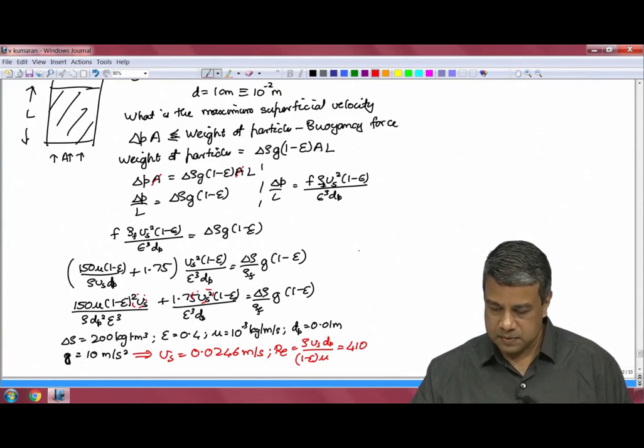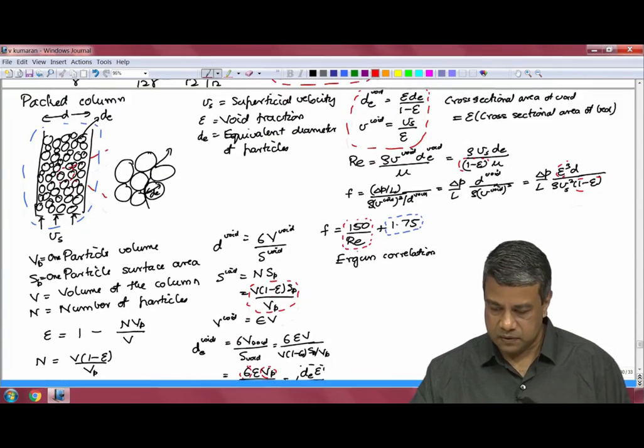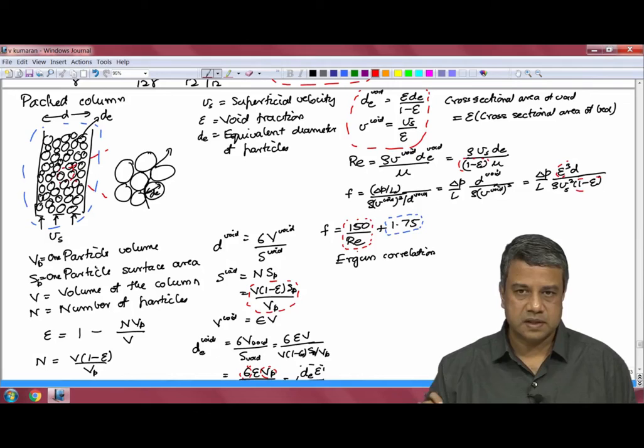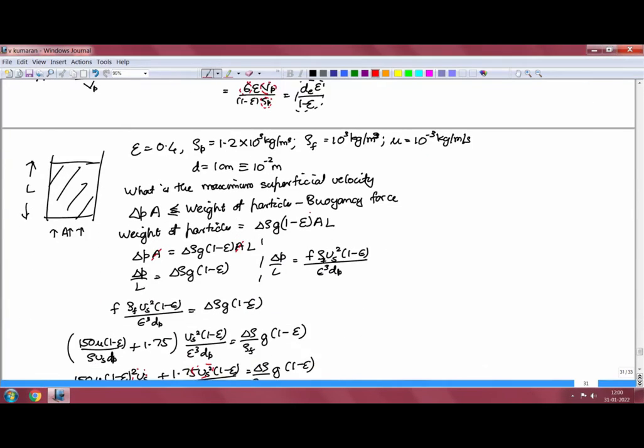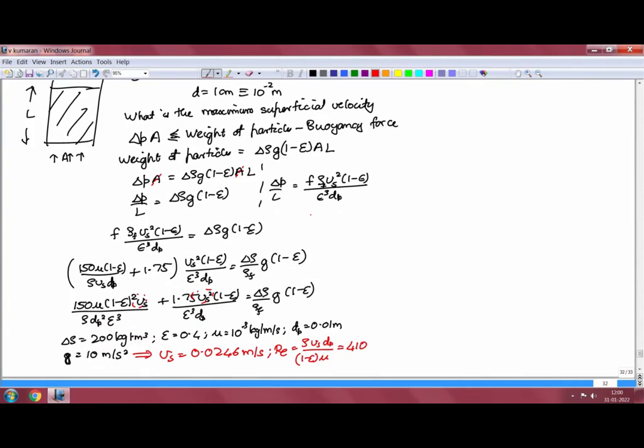So, this is a simple discussion of the flow through a packed bed, the superficial velocity, the void velocity, the void characteristic diameter, which are both used for defining the Reynolds number and the friction factor. One of the simple correlations for this case, the Ergun correlation, and I have just given you an example of how that can be used to find out the maximum velocity at which fluid can be pumped through this packed bed. So, this is the discussion of the correlations for momentum transfer in a packed column.